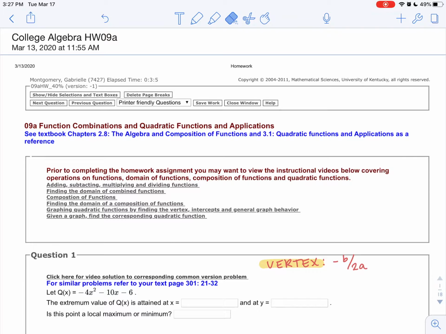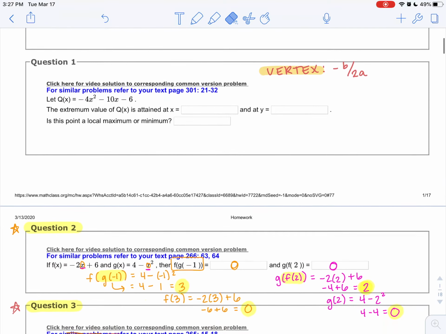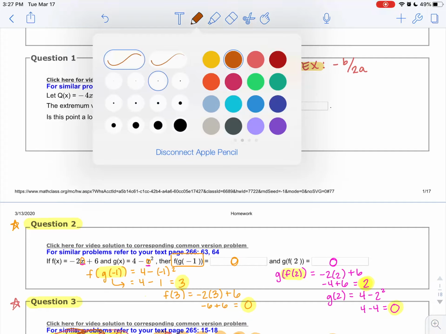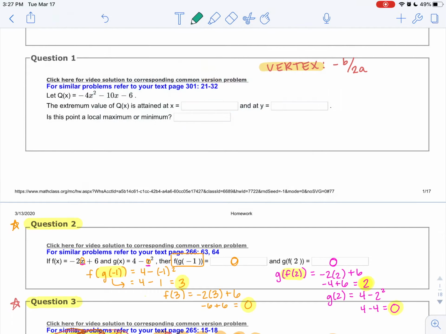All right, so I'm going to be going over the last set of questions on homework 9A. So we're just going to hit all the ones that we haven't covered so far, and most of these ones are going to deal with parabolas and finding the vertex or the domain or max and min. So they're all kind of dealing with the same kind of things.